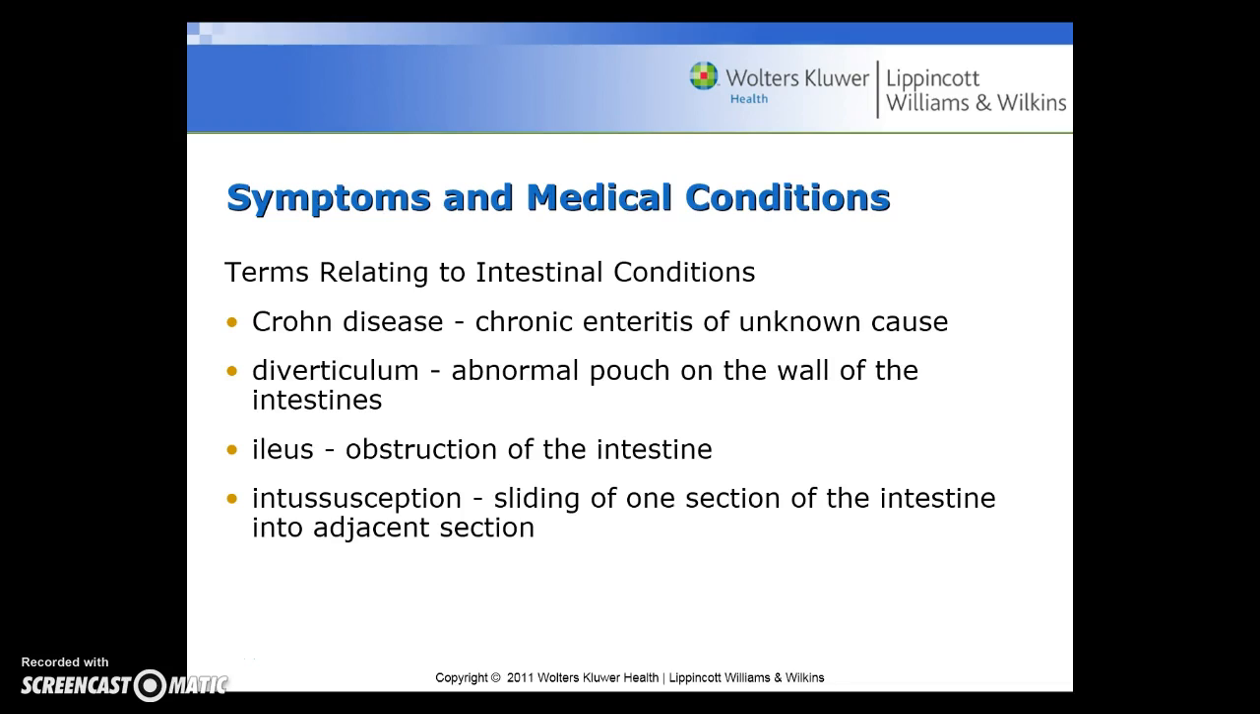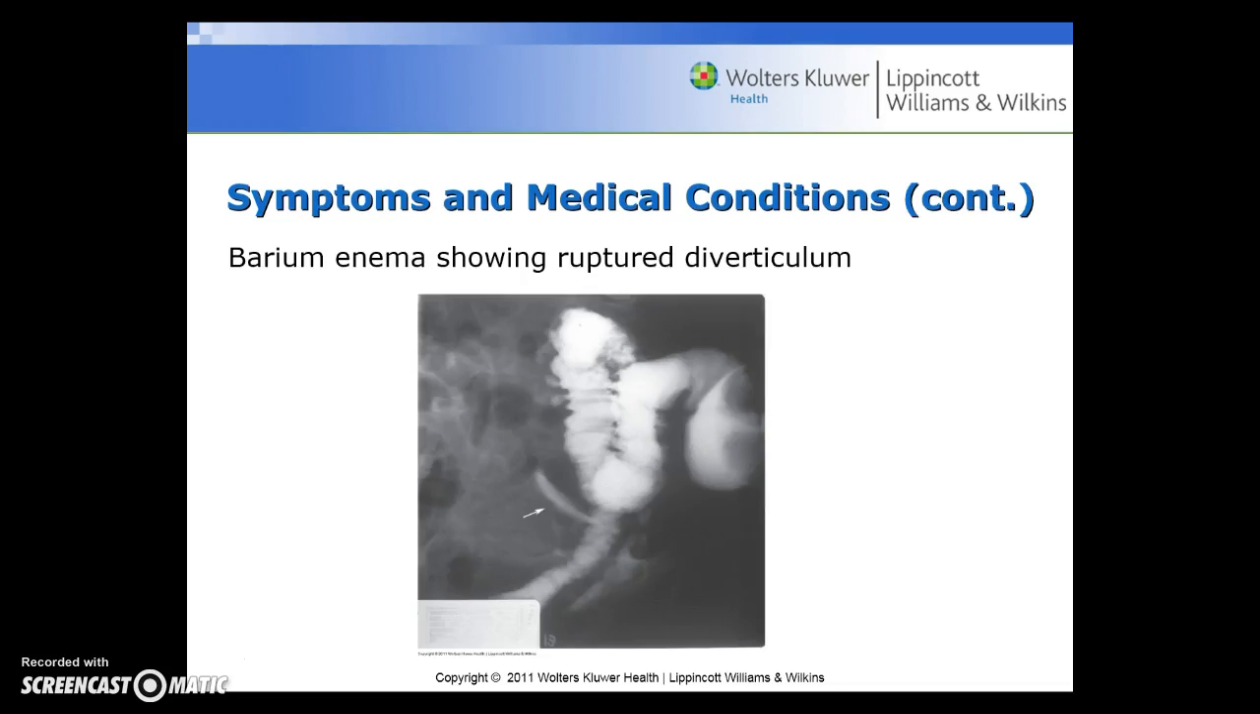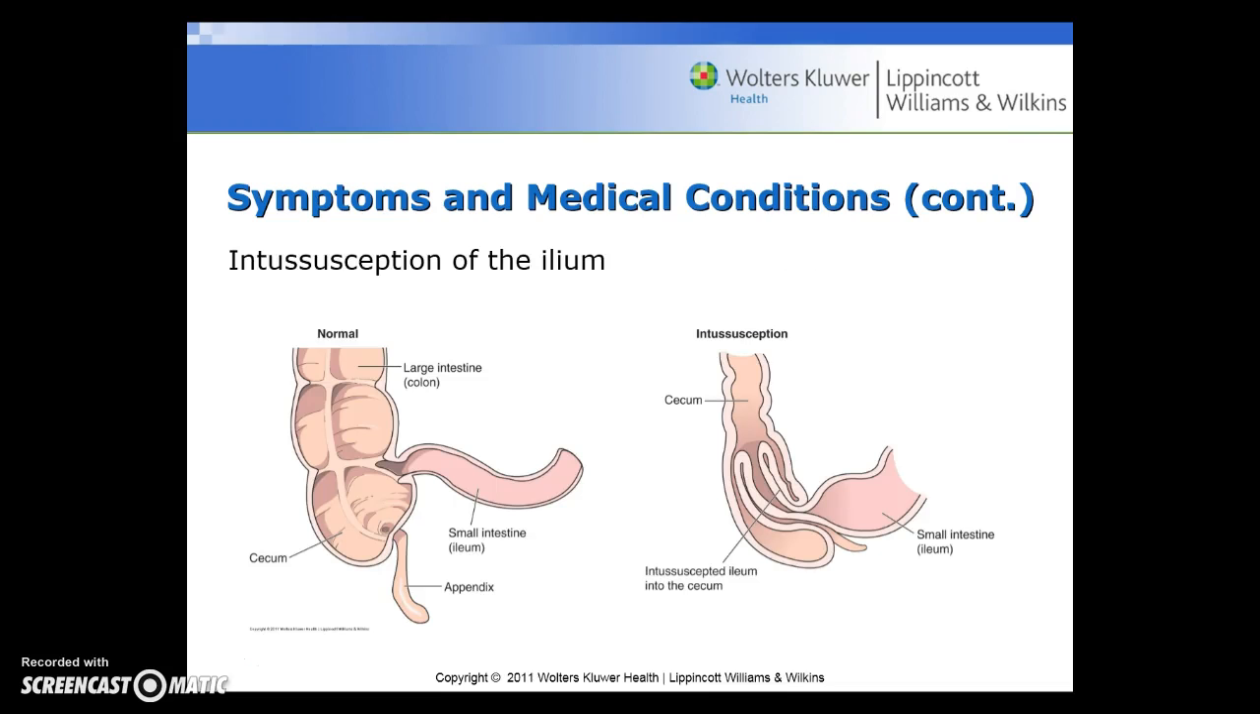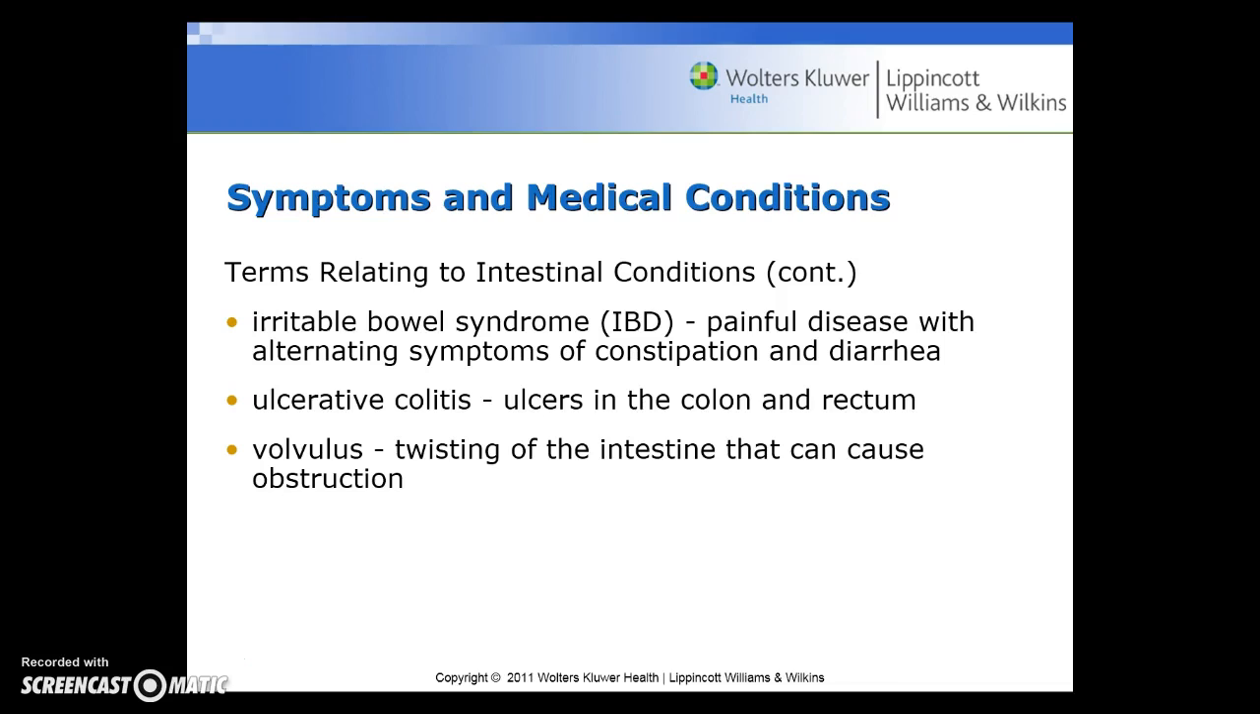Terms relating to common intestinal conditions are Crohn's disease, chronic enteritis of an unknown cause; diverticulum, an abnormal pouch on the wall of the intestines. Ileus is the obstruction of the intestine. Intussusception is sliding of one section of the intestine into the adjacent section. Here's a barium enema showing a ruptured diverticulum. And here's an intussusception of the ileum. You can see what's going on there.